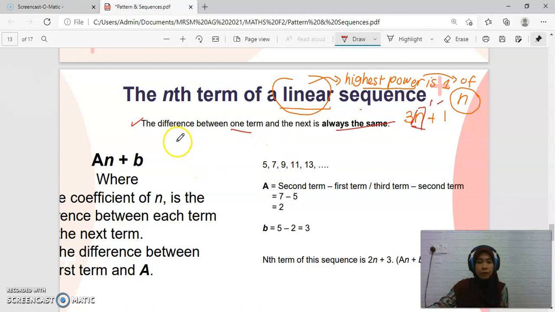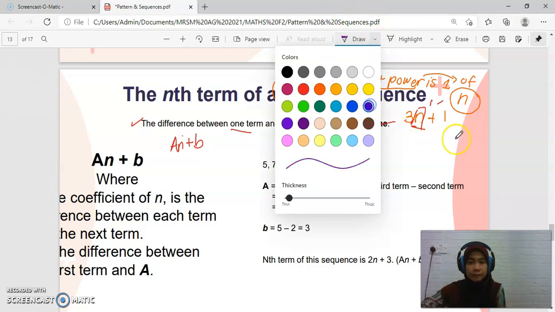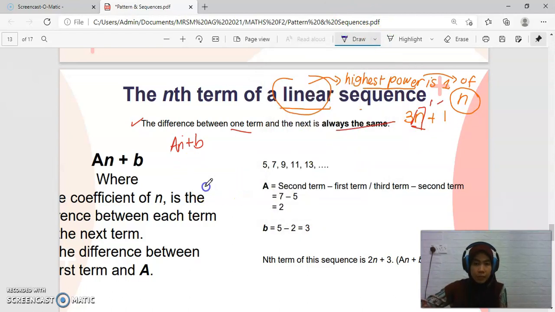Okay. So formula dia ialah an plus b. So an plus b, what is a and what is b? Okay, a is actually the difference between each term and the next term. Maknanya different dia lah perbezaan antara term. Beza antara term. So dekat sini, a ni different each term.